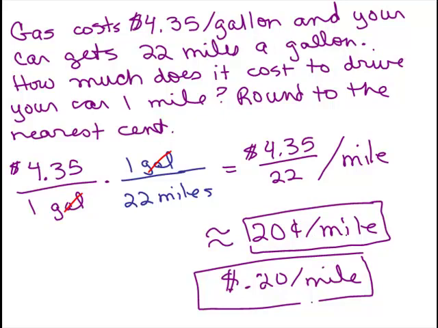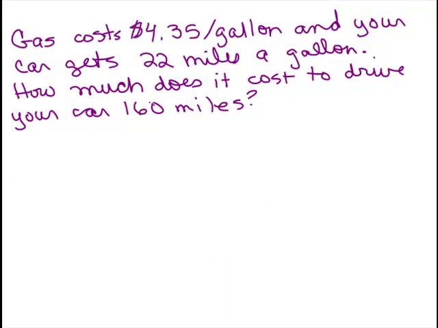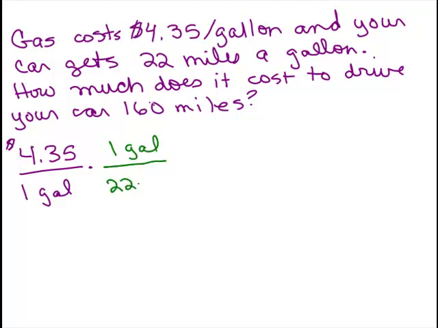So let's just add on to this and change the question slightly. All right, so let's just change it a little bit. So gas costs $4.35 a gallon. So again, you could have $4.35 for 1 gallon. You would start exactly the same. And then we know it's 22 miles to a gallon. So for 1 gallon, you go 22 miles.